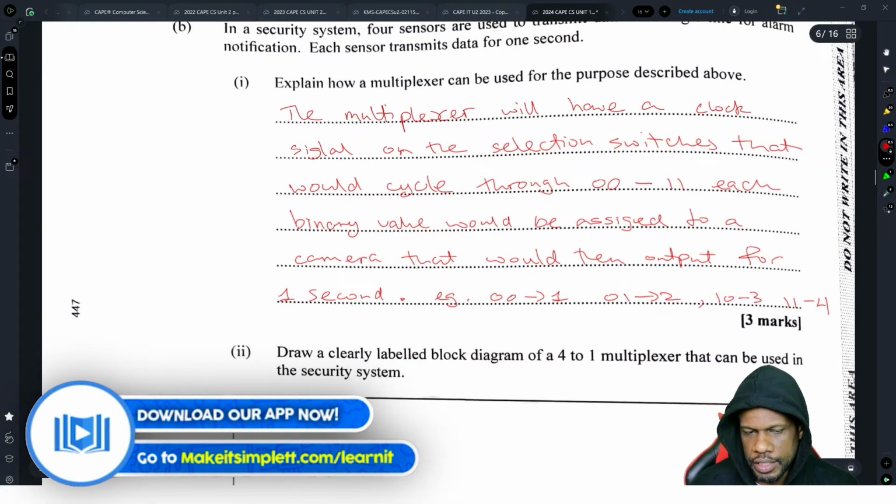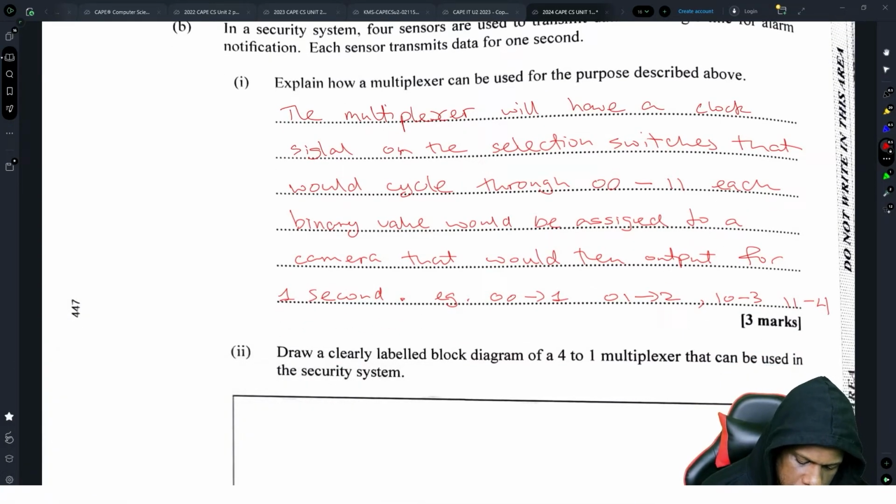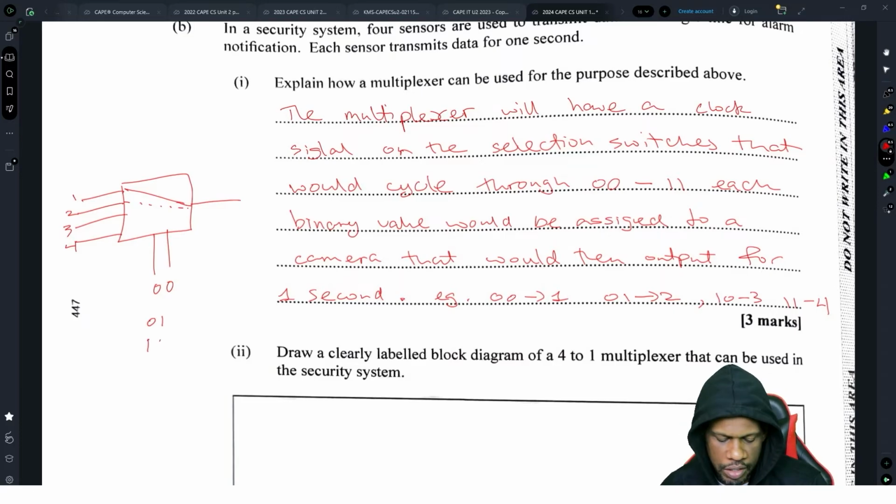A multiplexer has the ability to take 4 inputs, camera 1, 2, 3, 4, and then you have the selection switches. When the selection switch is 0, 0, the camera from here will get sent out. When it's 0, 1, the camera from here will go through. When it's 1, 0, the camera from here will output. That's basically how a multiplexer works.